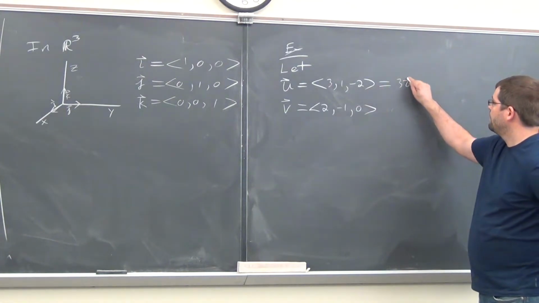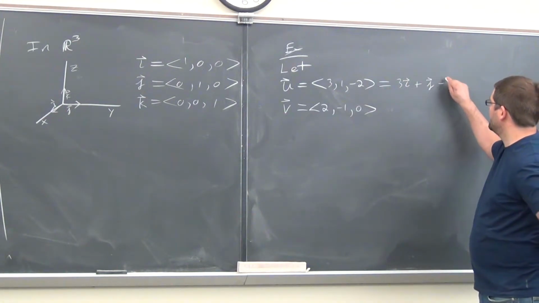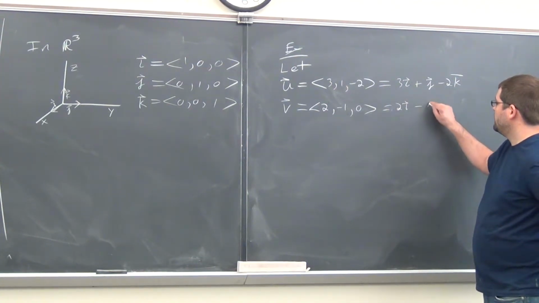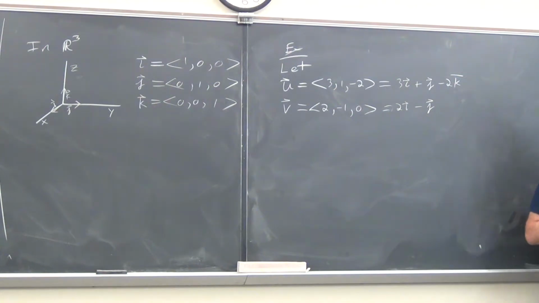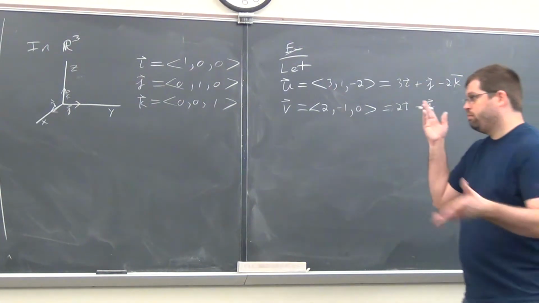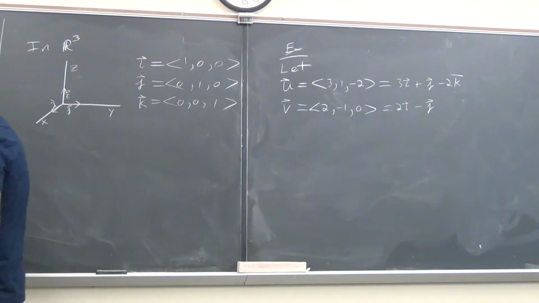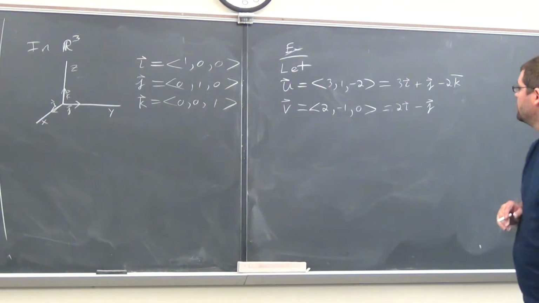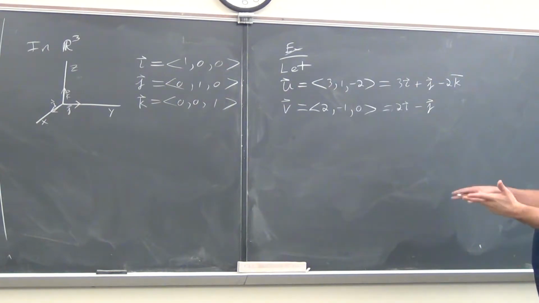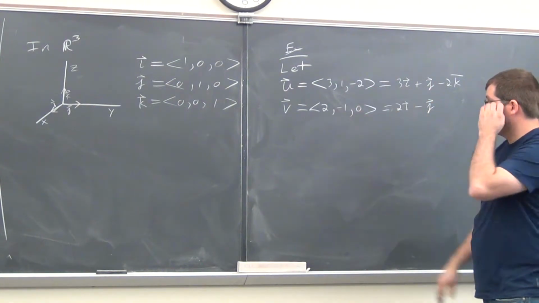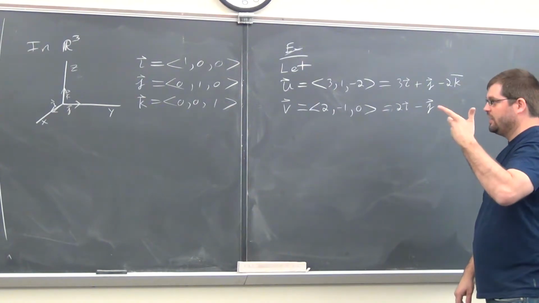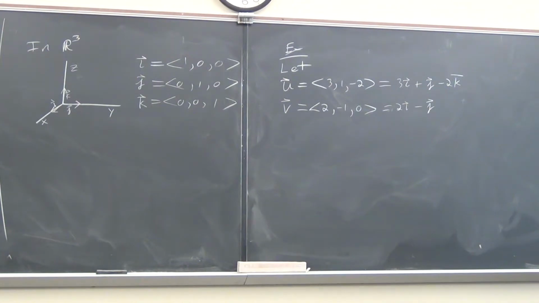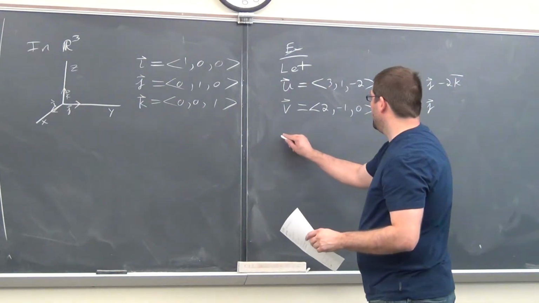3i plus j minus 2k. And I guess I'll do this one, 2i minus j, and then no k, right? Does that make sense? I don't really care what form you use. You can write them in terms of components or these unit vectors. You can always convert, but you need to at least be able to read them in both forms and move to the form you're more comfortable with and work there.